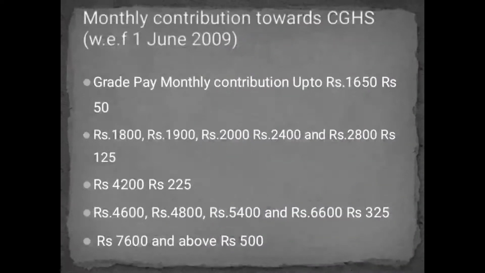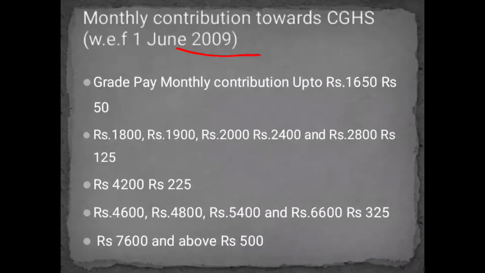So next, the monthly contribution towards the CGHS. As we saw in the earlier ESI scheme, there is a monthly contribution from the employer side as well as the employee side. In a similar way, under the CGHS also there is a monthly contribution. So what is the contribution that has to be given? It was fixed in 2009. After that, later, I don't know.